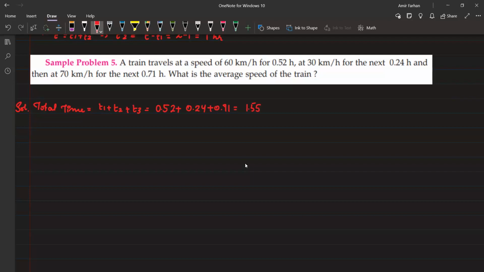Let me confirm it from the calculator as well. 0.52 plus 0.24 plus 0.71. Yes, it is 1.47 hours, right? So now we have got the total time.